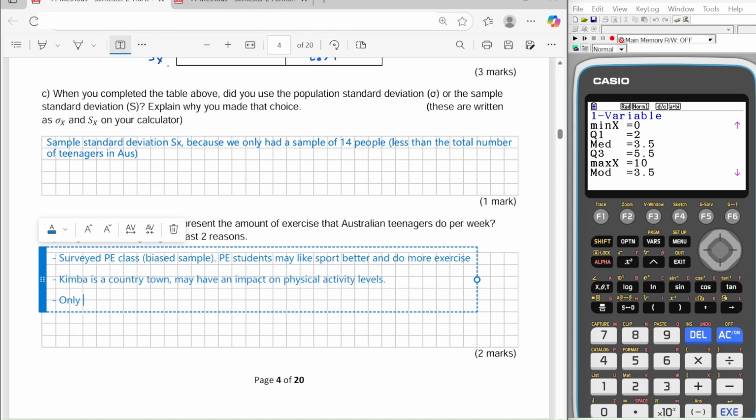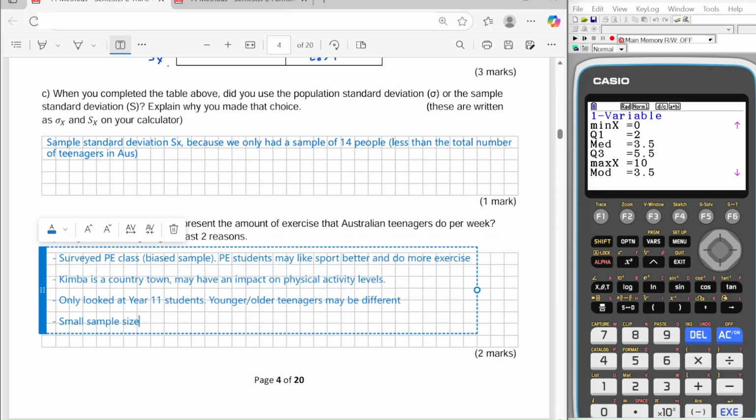We only looked at year 11 students. Younger and older teenagers may be different. So they're trying to make claims about all teenagers, but we've only surveyed year 11 teenagers, so that may have an effect. Last thing is we had a small sample size of 14.